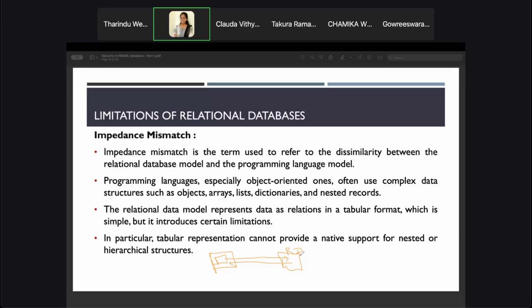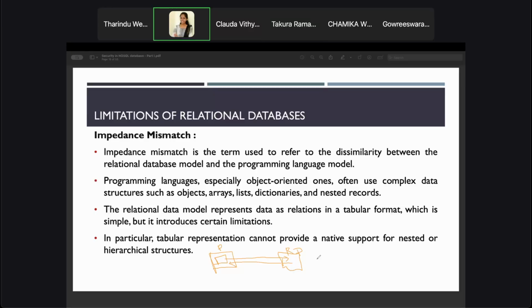So the data structure supported by a programming language is different from the data structure that is supported by the relational databases. That is what we call impedance mismatch. Did you all understand what impedance mismatch means? Any issues up to now? No. All right, so we have a different data structure.